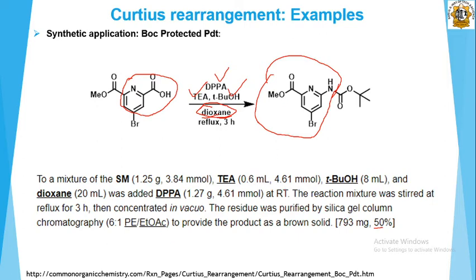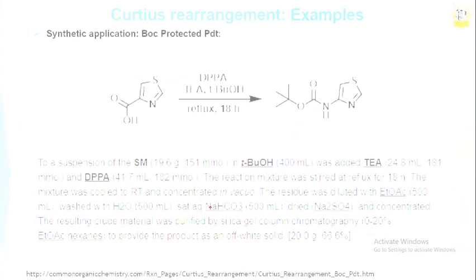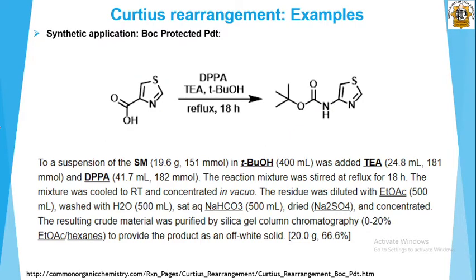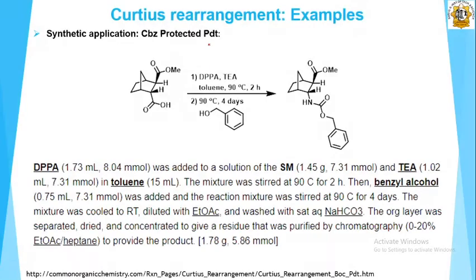Okay, so let's go ahead and check another. This is a thiazole compound with DPPA, TEA, t-butanol, reflux for 18 hours, and you will get the Boc protected compound. So we are discussing Boc protected compounds. Another example is Cbz protected. So instead of t-butanol, we are using benzyl alcohol here.